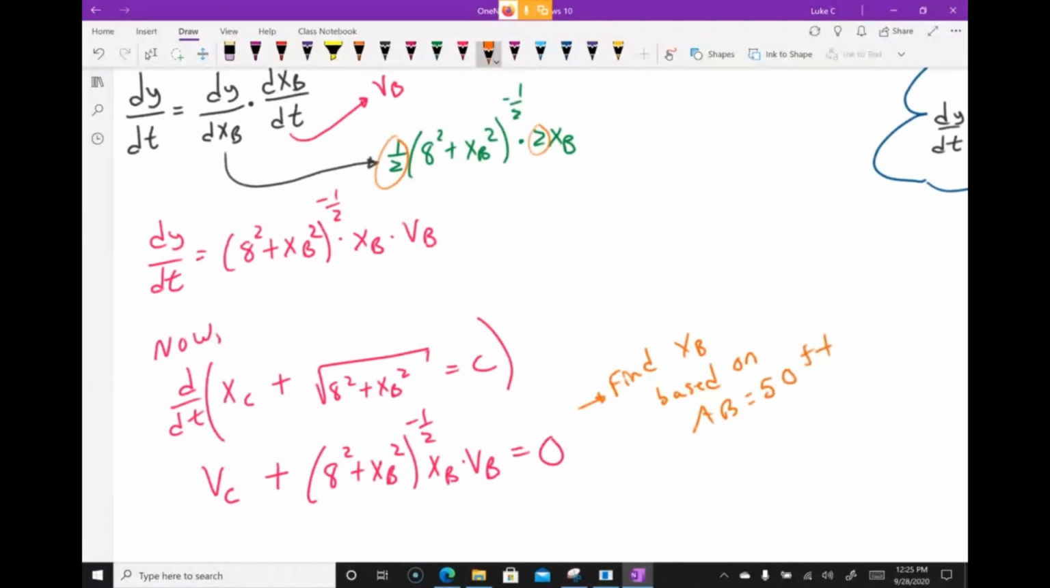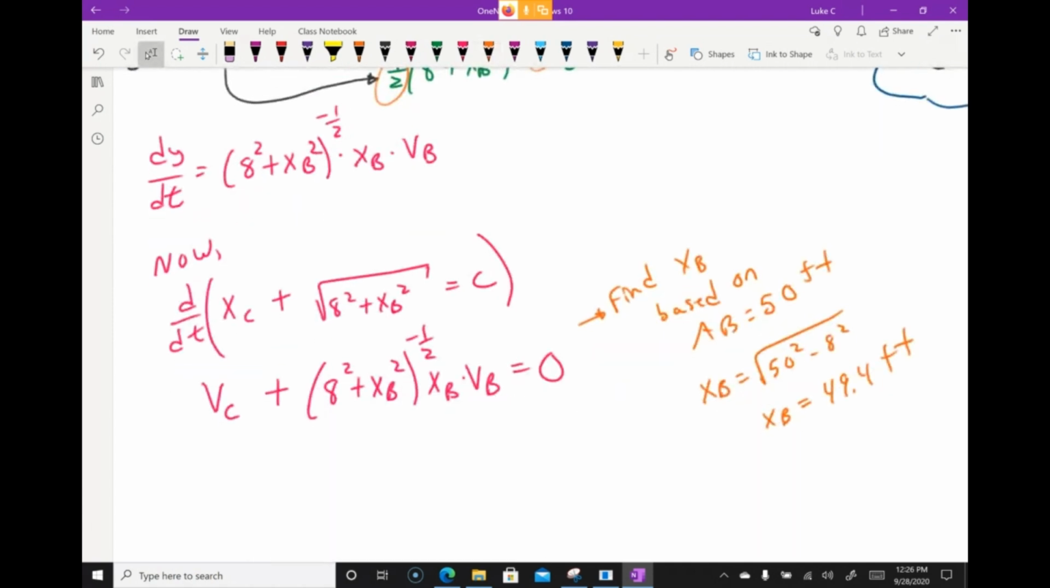I actually don't even know if I did this properly. Yes, I did. So XB is the square root of 50 squared minus 8 squared, so you get 49.4 feet. And the reason I'm doing it over here is because I'm going to take the derivative again to show you acceleration. Then you plug it in, and VB becomes 6.08 feet per second.